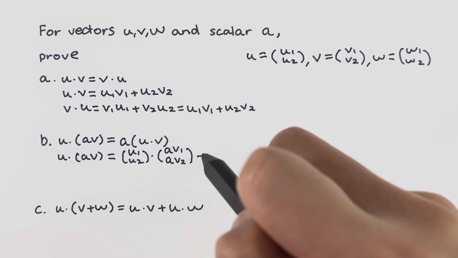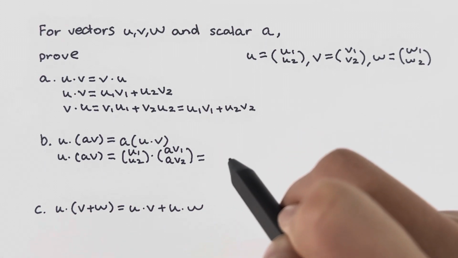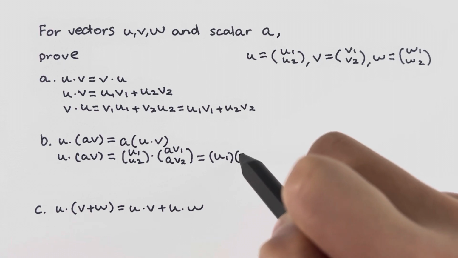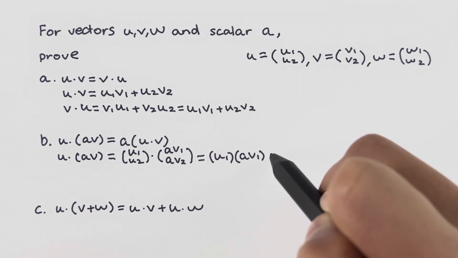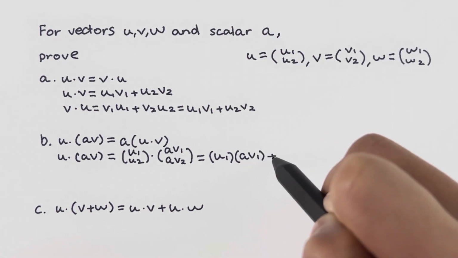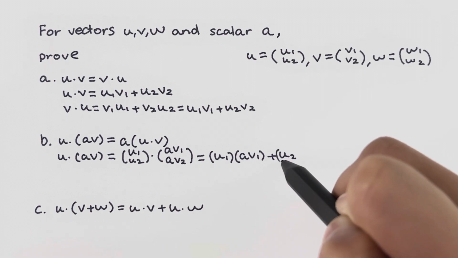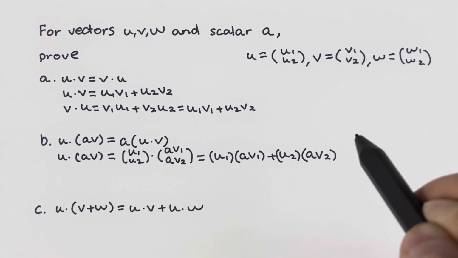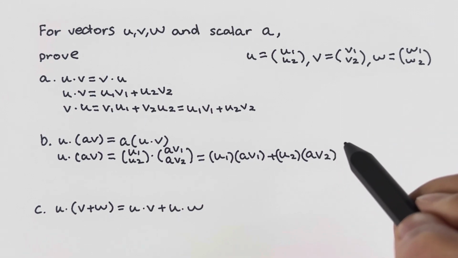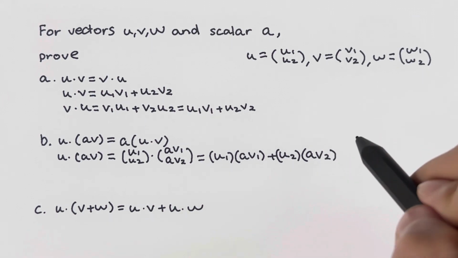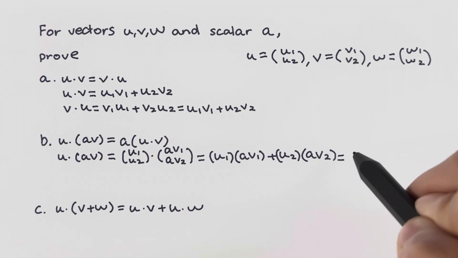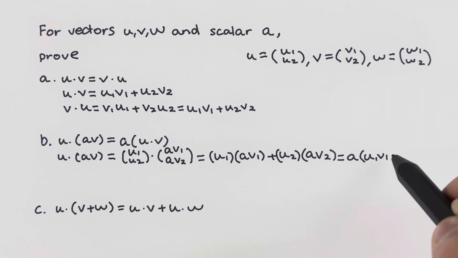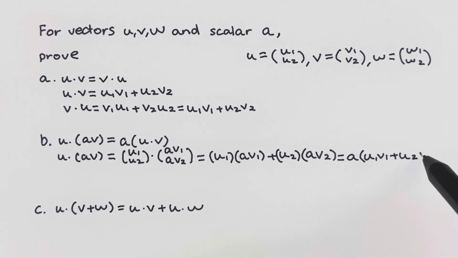So this will equal to, by multiplication of vectors, u1 av1 plus u2 av2. And then this will equal to, you can factor out the a, a times u1 v1 plus u2 v2.